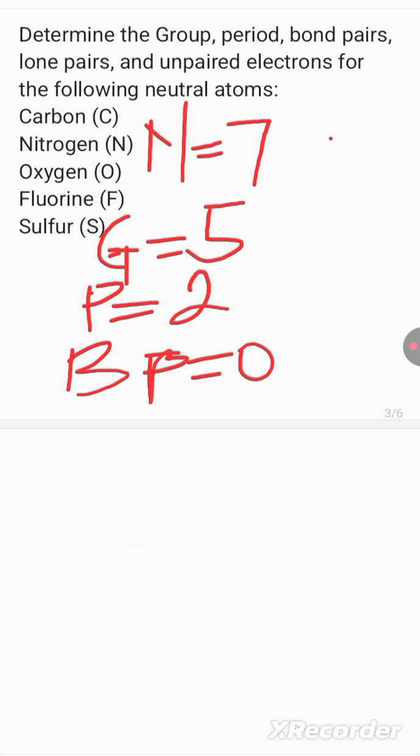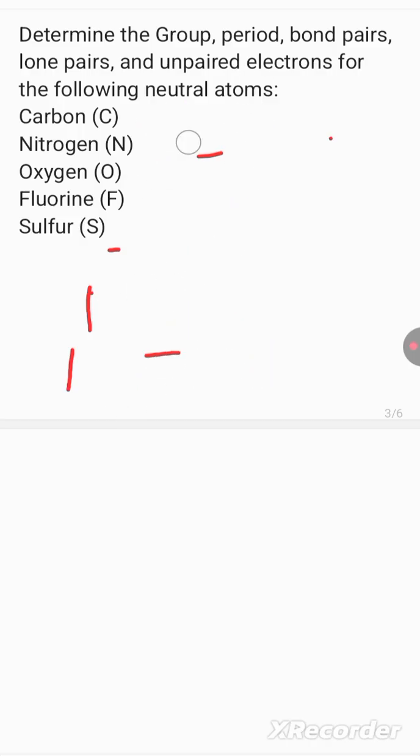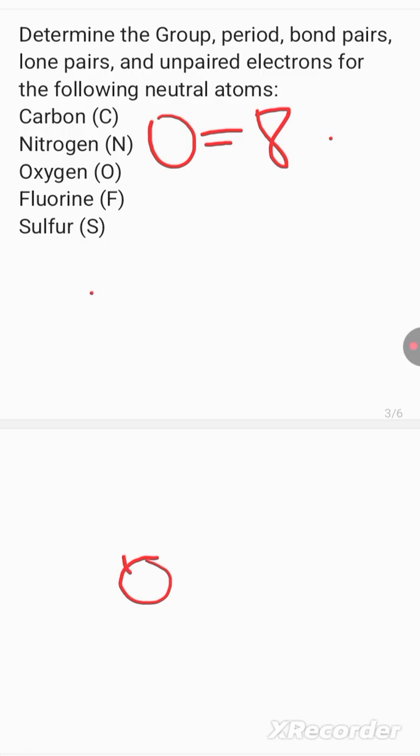So for the oxygen, this is the symbol for the oxygen. The atomic number is 8. The first thing is the atomic number. So we now go ahead and make the shells. The first shell will contain 2 electrons.